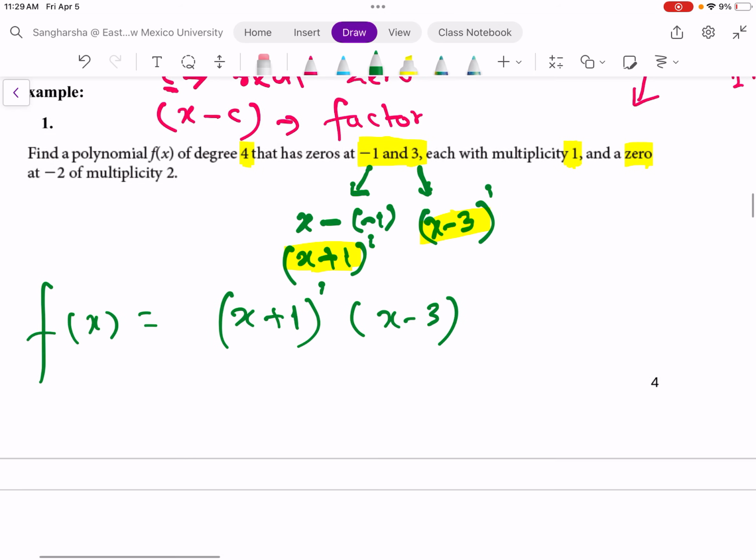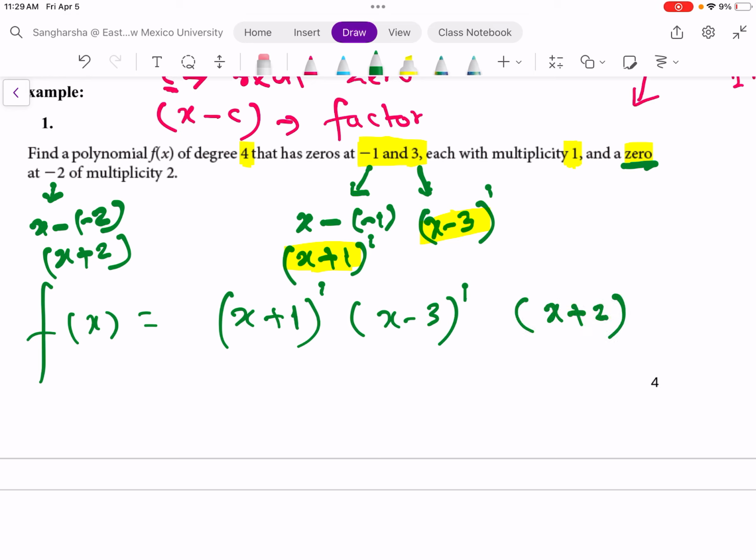Now we have another 0 at negative 2. So if we have a 0 at negative 2, what is the corresponding factor? x minus, and this minus 2, which is x plus 2. So this is the other factor. So we write down the other factor x plus 2. And the multiplicity is 2, which means the exponent is 2. So we have this exponent 2.